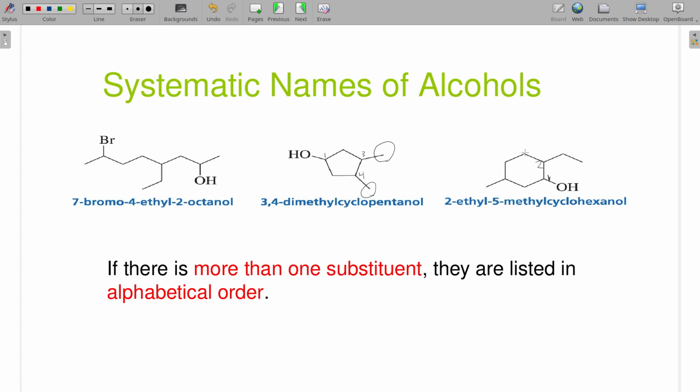1, 2, 3, 4, 5 is much better than 1, 2, 3, 4, 5, 6. And then we just follow the rules. Ethyl comes alphabetically before methyl, so 2-ethyl, 5-methyl, cyclohexanol without a number. But over here, I have to number it because that OH is part of a continuous chain, and it's very important to say where it is. So this one is definitely at the 2 position, 3 ethyls at the 4 position, and bromine at the 7 position.